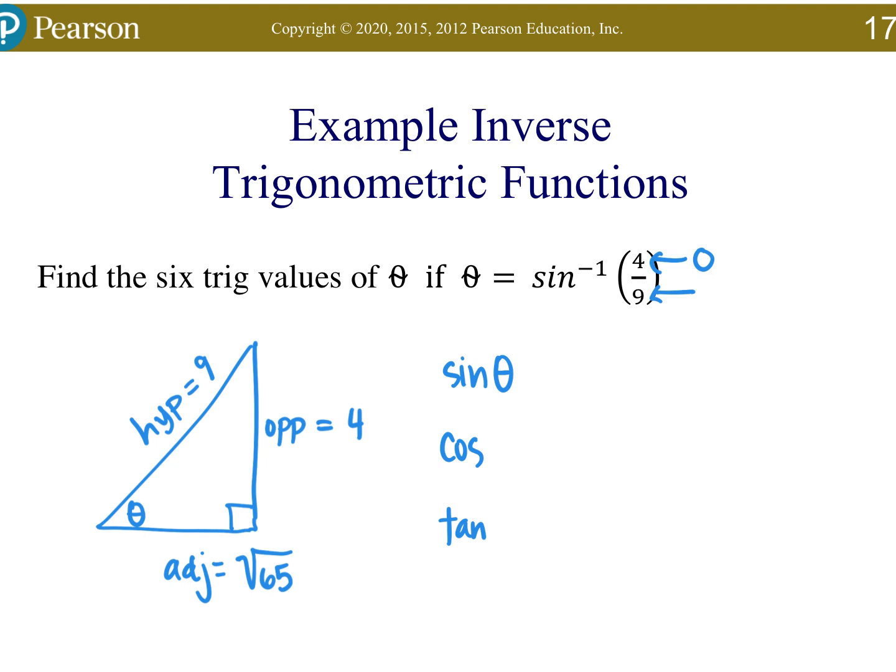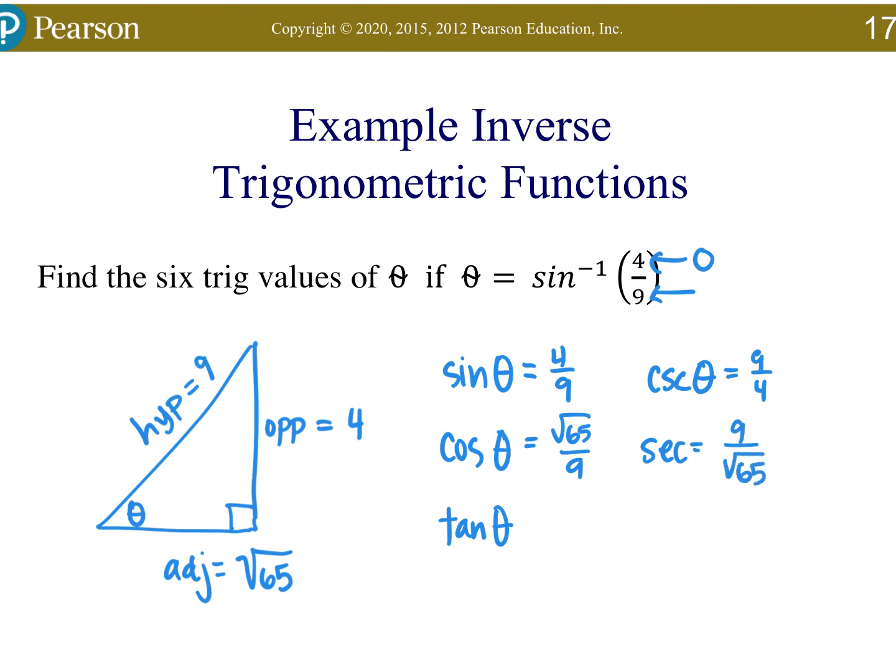All right, so sine, cosine, and tangent. Sine, we already know, is going to be 4/9, which means CSC is going to be 9/4. So those are paired up. One is the reciprocal of the other. Cosine is rad 65 over 9, which means secant is 9 over rad 65. And no, you do not have to rationalize anything. You can leave your fractions just as they are. And then tangent is TOA. So opposite over adjacent, and the rad 65 is in the bottom, totally okay. And then cotangent would be rad 65 over 4.